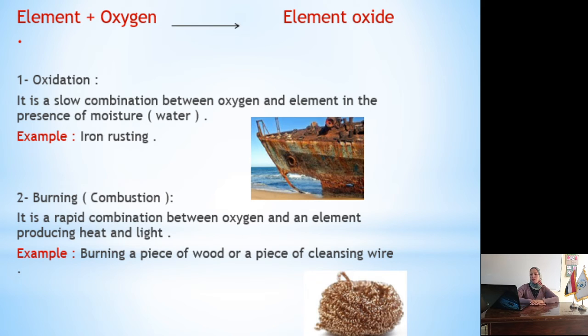Slide number 8. First, oxidation. It's a slow combination between oxygen and the element in the presence of moisture or water, forming a layer of rust. Number 2, burning or combustion. It's a rapid combination between oxygen and the element producing heat and light, as burning a piece of wood or piece of cleansing wire.